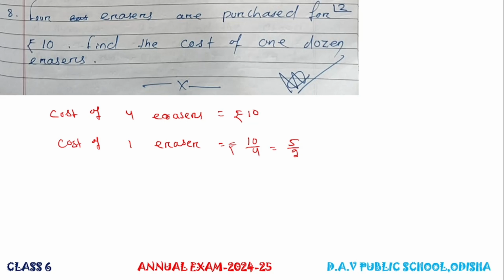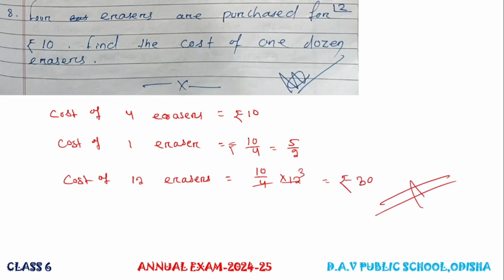Or you can solve in decimal. So now write down cost of 1 dozen, that is 12 piece, 12 eraser equal to how much? 10 by 4 into 12, or you can write 5 by 2 into 12. So 4 3s are 12, that is 30 rupees. Answer.